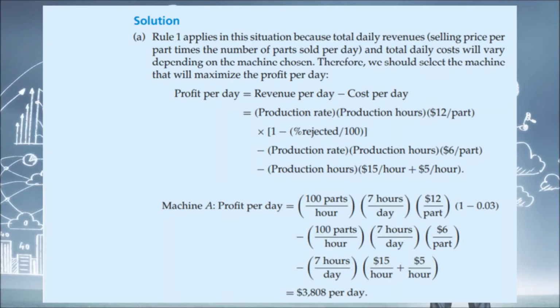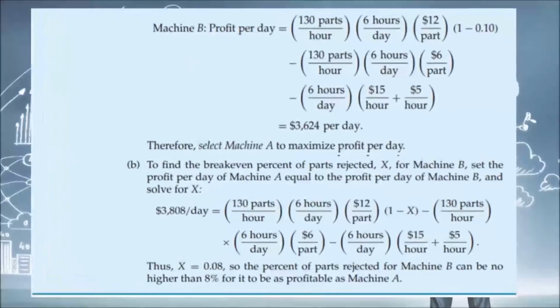$3,808 per day. For machine B, the profit per day is equal to $3,624 per day. Therefore, select machine A to maximize profit per day.